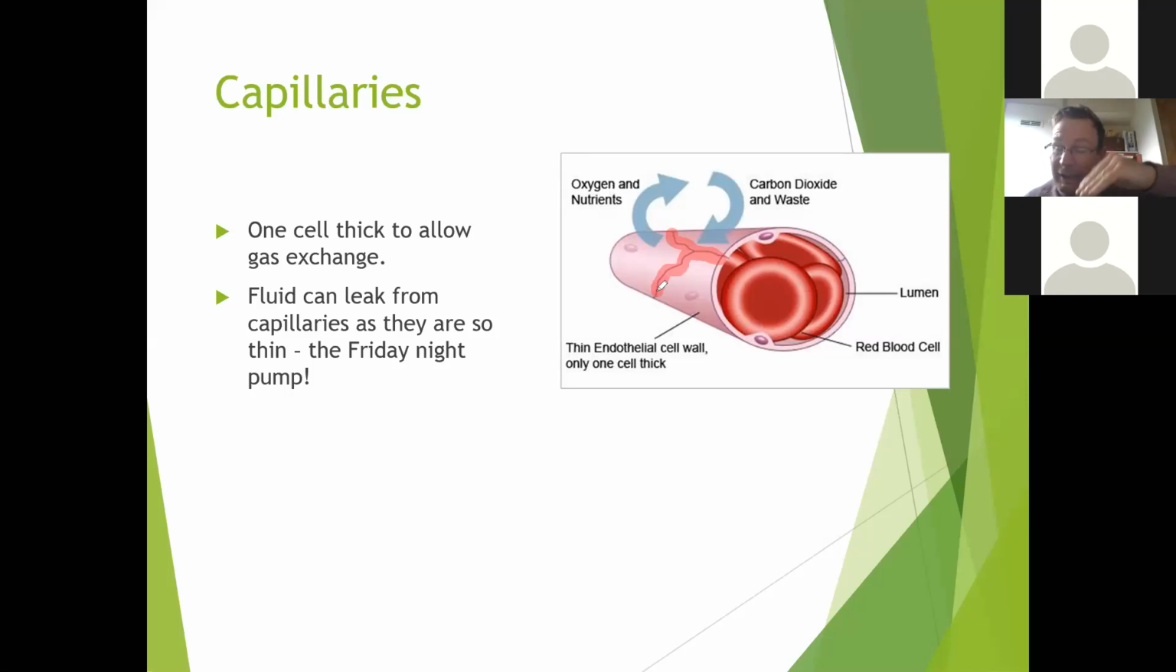Now, ordinarily, it just finds its way back into that capillary. It can be taken up by something called the lymphatic system, but temporarily, what you end up with is slightly swollen tissues. So that Friday night pump is really just a bit of plasma that's leaked into that tissue space. It's temporary, gone in an hour or so usually, but it's just fluid. Building muscle takes time, 6 weeks plus, before you can really see a difference.